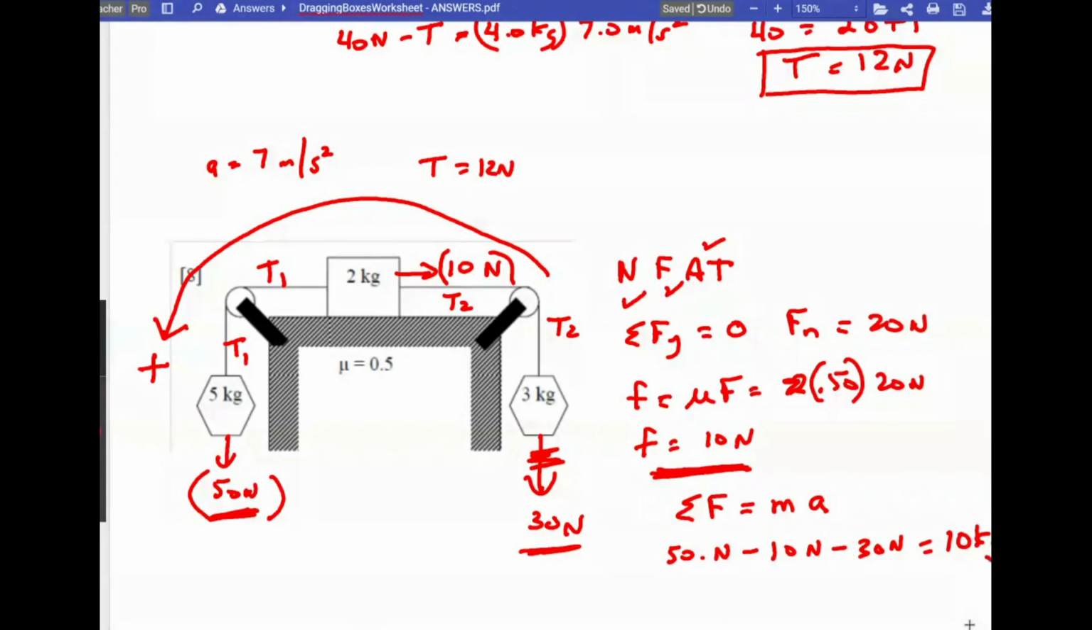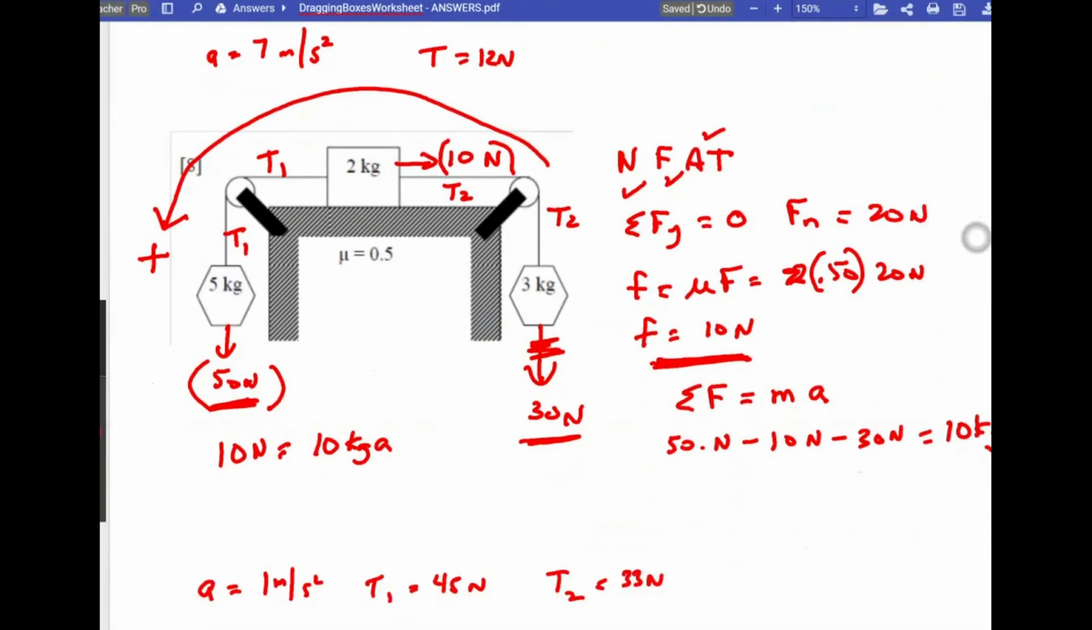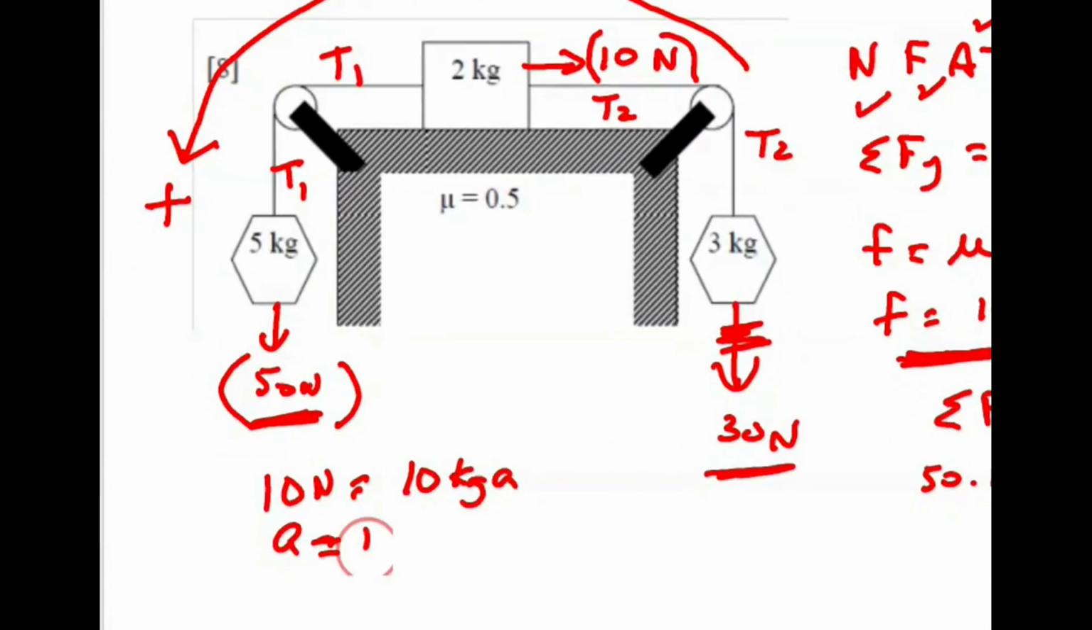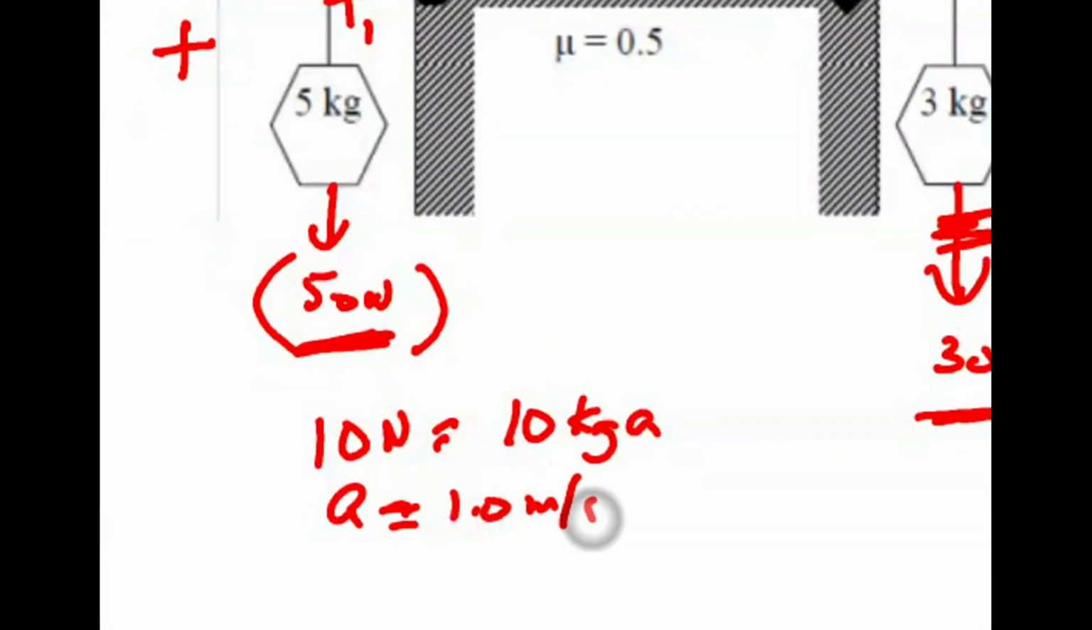10 kg times a. So 50 minus 10 minus 30 is 10 newtons equals 10 kg times a. Let me see if I got that right. I have the answers actually put down. Yes, 1 meter per second squared. A is 1.0 meters per second squared. Now I got my acceleration. Now I can get my tension.